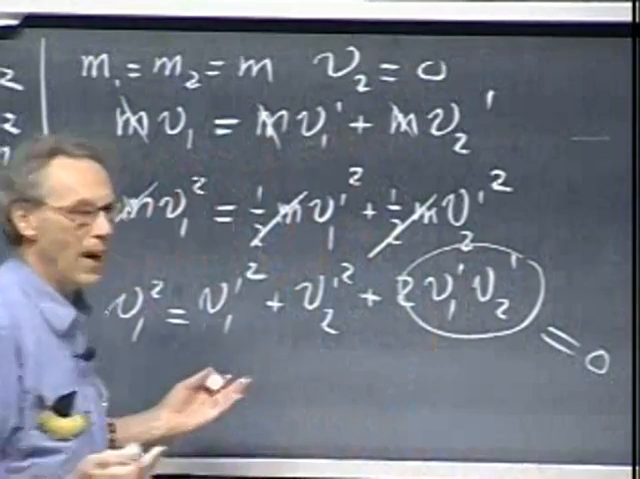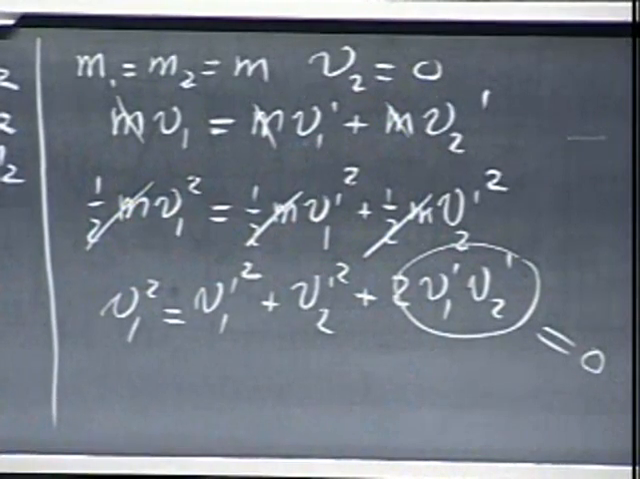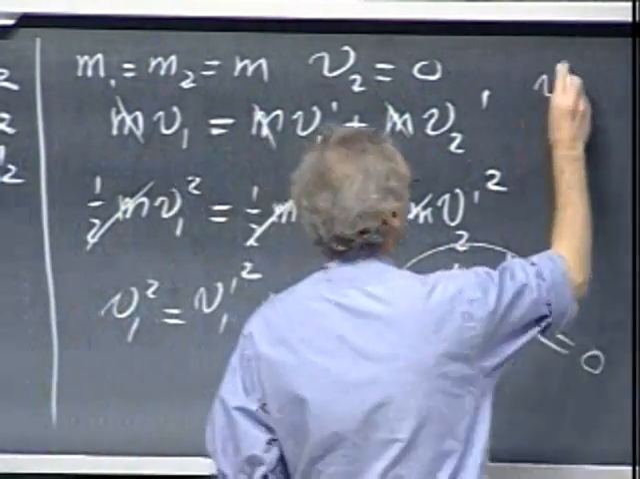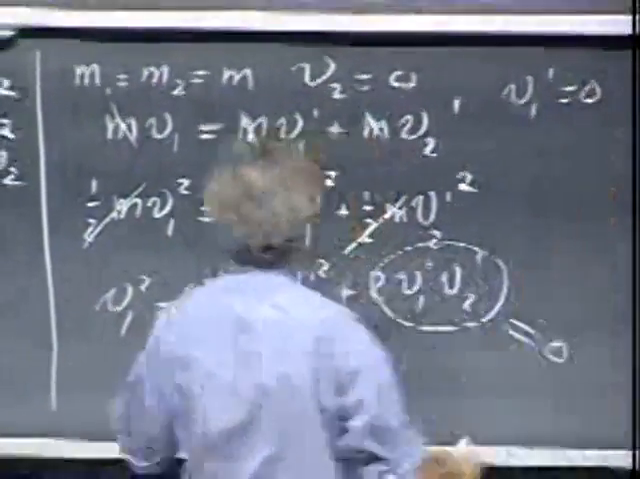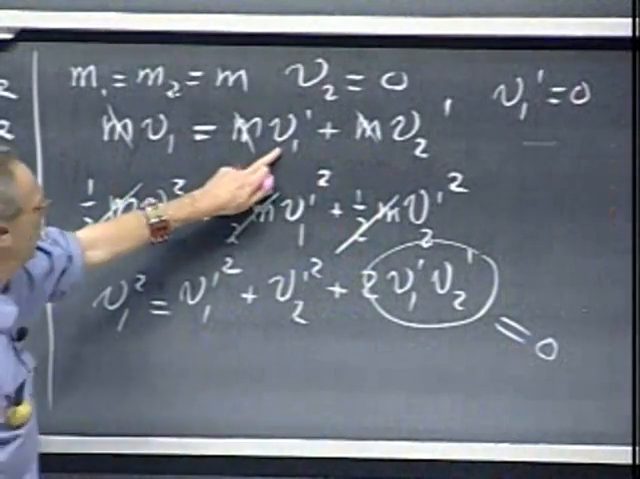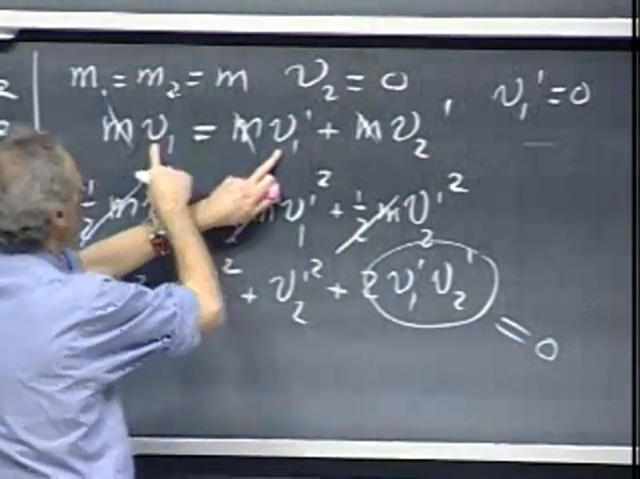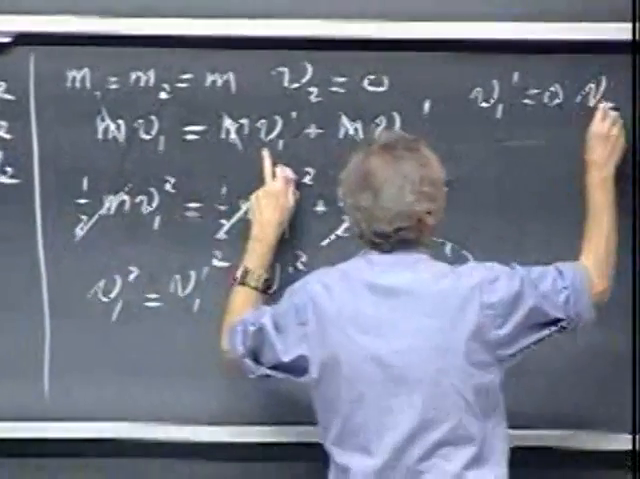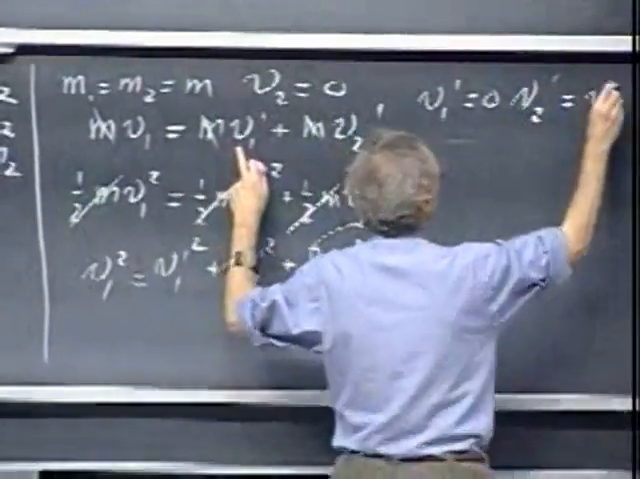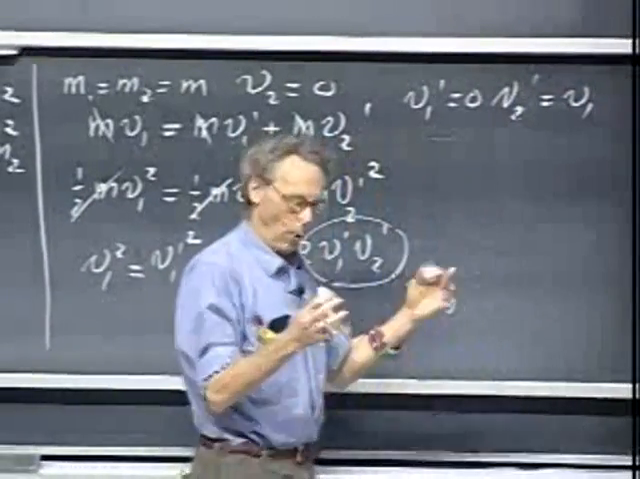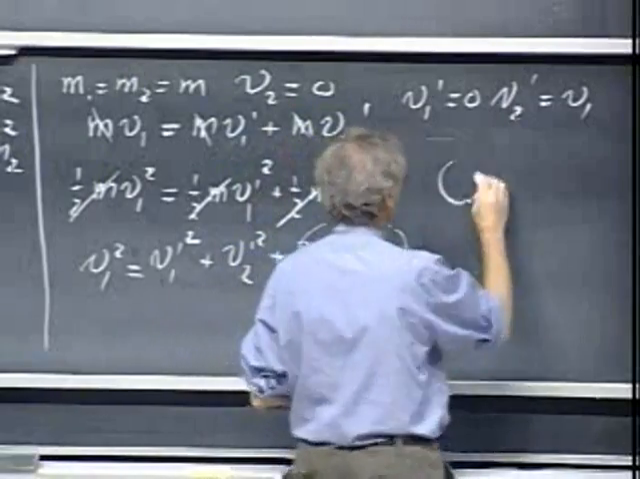But we know that V2 prime is not 0. It gets kicked, and so it will go forward. So what it means then is that V1 prime equals 0. And if V1 prime equals 0, you see that V2 prime equals V1.